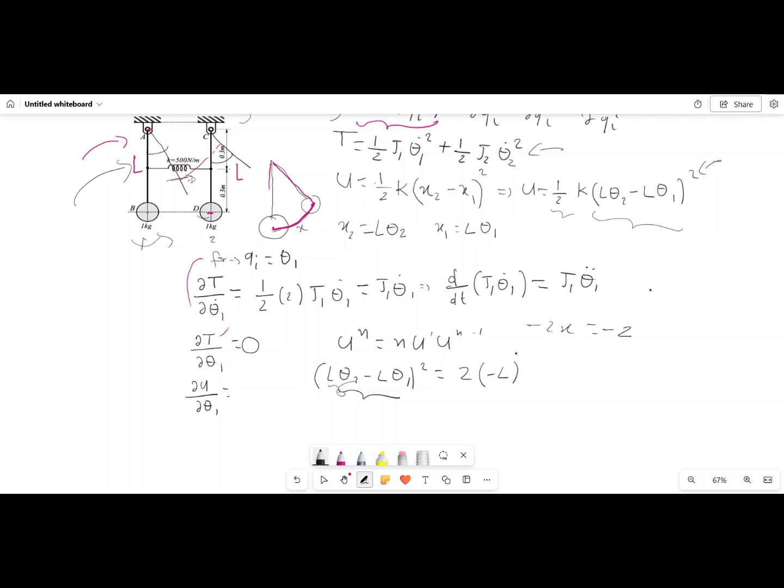Now, they said U, what is U? U is everything as it was: L theta 2 minus L theta 1. They said U, everything to the power n minus 1. Remember, n is 2, so n minus 1 is 1. If we have to, we can make everything easier here. We can take L as a common factor and take the minus here. Let's say minus 2. It's going to be 2L square. Inside, we can go theta 2 minus theta 1.